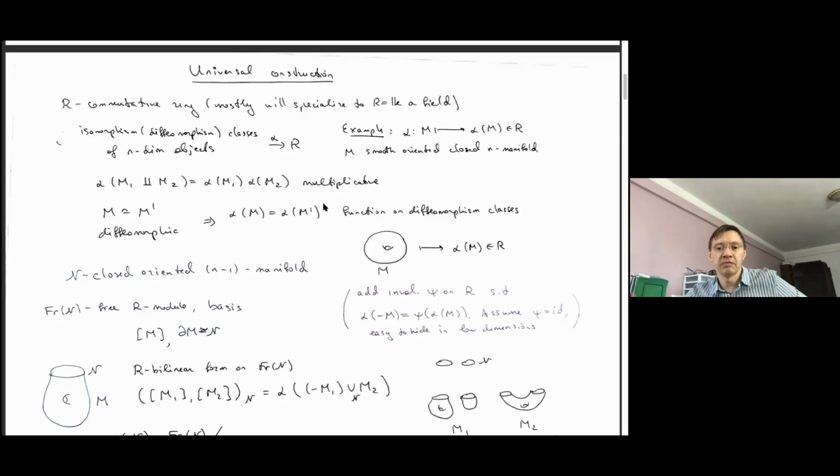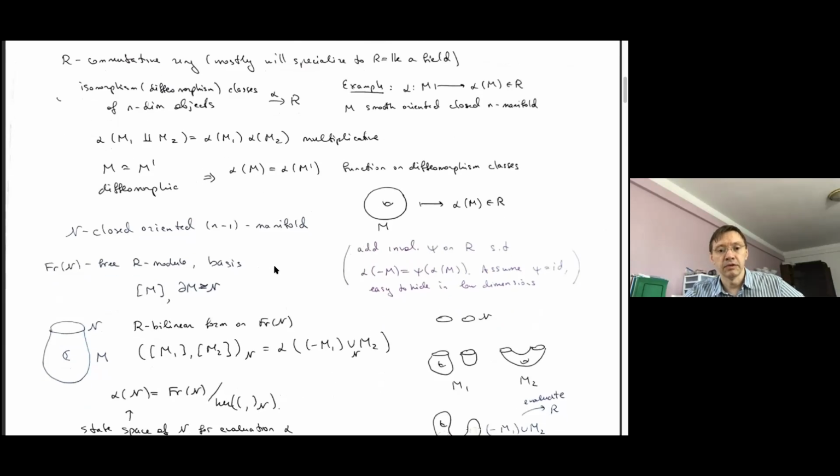A prime example would be to assign such a number to any closed oriented smooth n-dimensional manifold. And we require that this is multiplicative, so alpha of the disjoint union is the product of alphas. So then you just need to know alpha. All you do is choose an evaluation, a number for every connected closed n-manifold, and that's it. That's your data. Diffeomorphic manifolds should evaluate to the same number. And so this is very general.